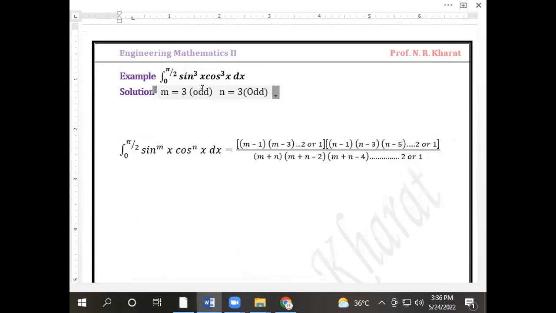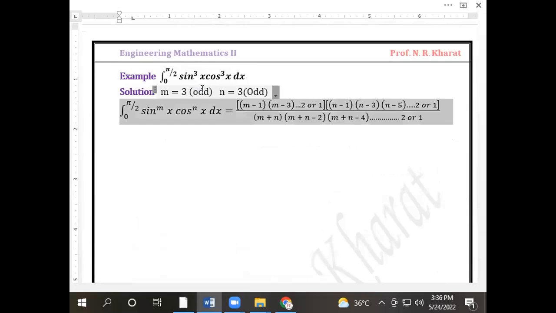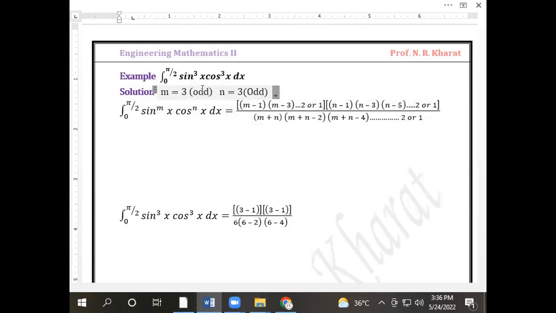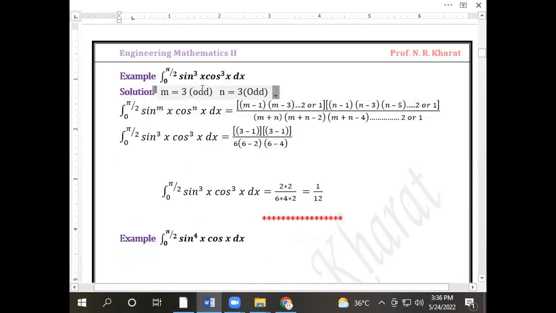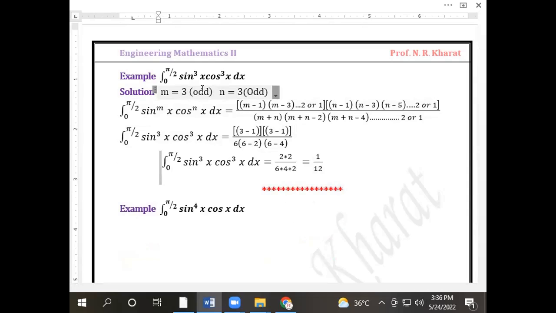So replacing m and n in this reduction formula. This is my standard reduction formula. M equal to 3 and n equal to 3 means the solution is very easy. 3 minus 1, 3 minus 1 divided by 6, 6 minus 2, 6 minus 4. And lastly, 3 minus 1 is 2, 3 minus 1 is 2, 2 into 2 divided by 6 into 4 into 2 is 1 upon 12.